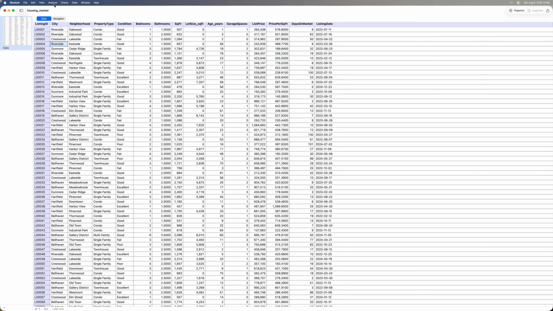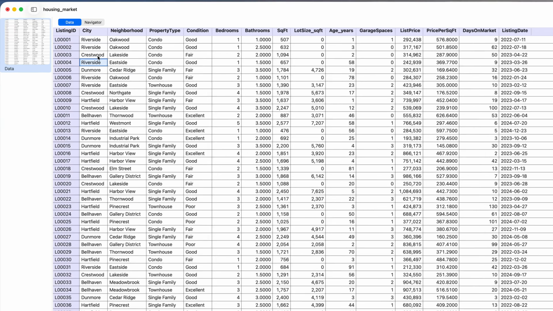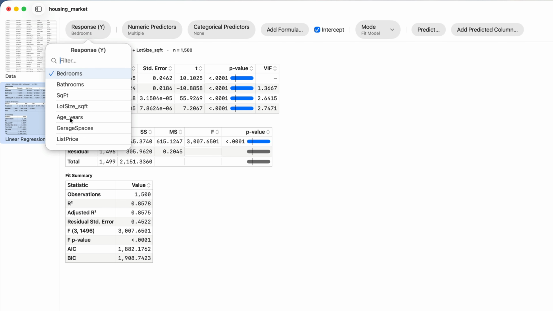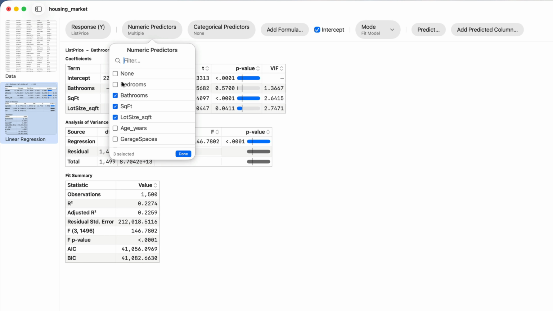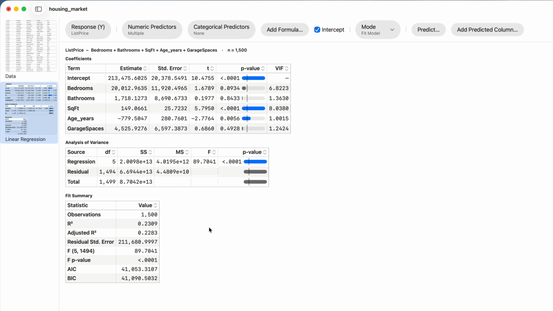Comparison tests ask whether groups differ. Regression asks something richer. How does one thing predict another? What drives a home's list price? Square footage, surely, but also bedrooms, bathrooms, age, all at once.